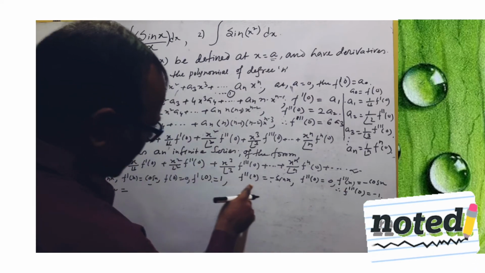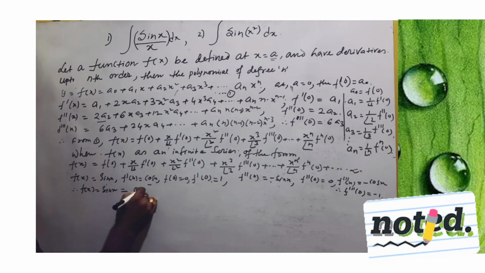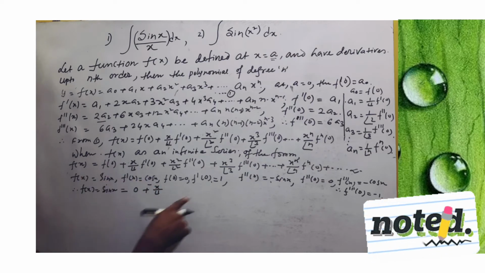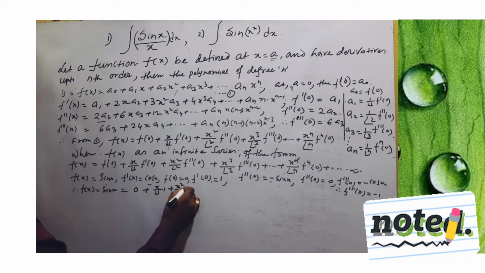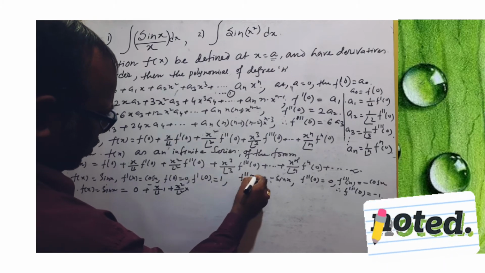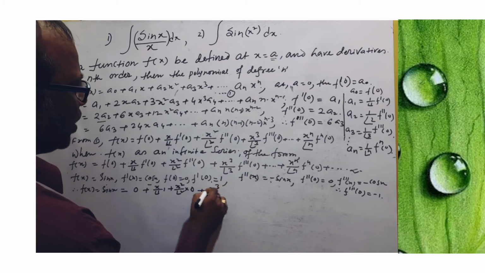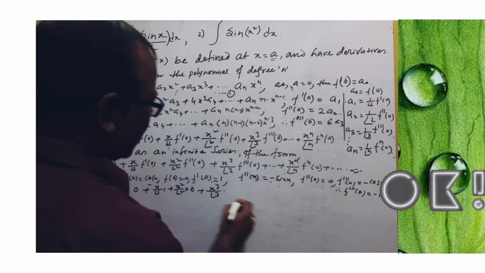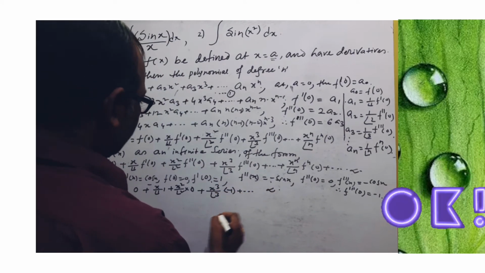Here f(0) is 0, plus x by factorial 1 times f dash 0, and f dash 0 means 1, plus x square by factorial 2 times f double dash 0. f double dash 0 is 0 here. Now again x cube by factorial 3 times f triple dash 0, and f triple dash 0 is minus 1. So this is the infinite series.